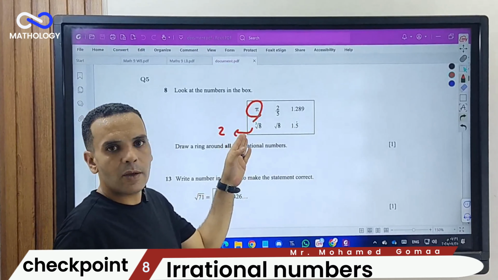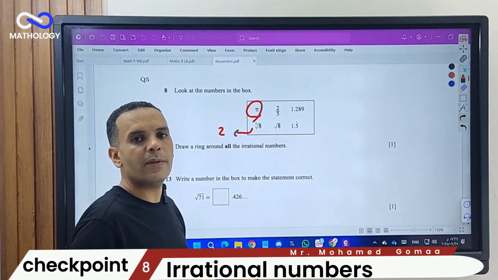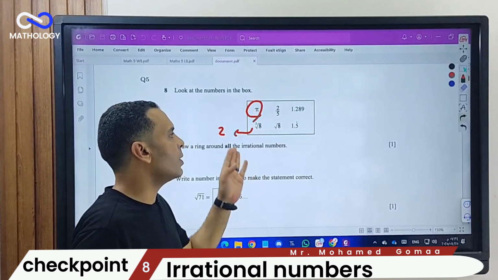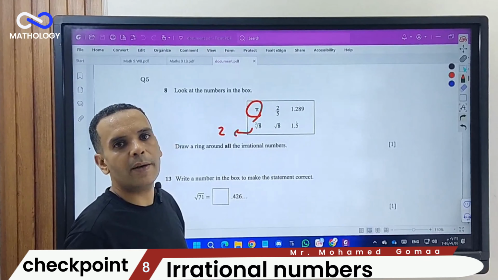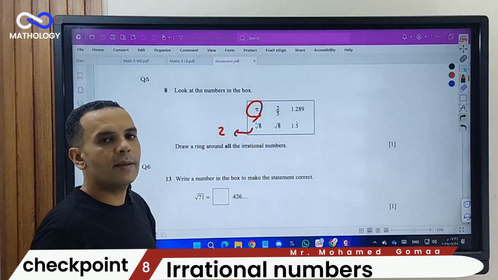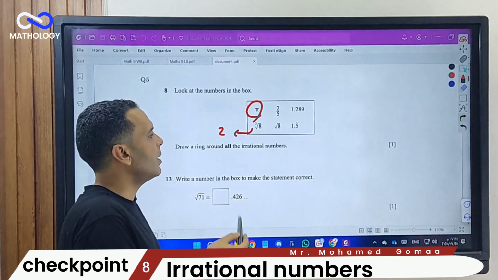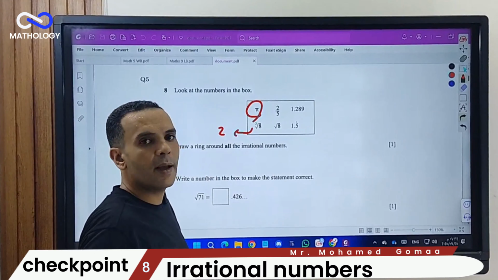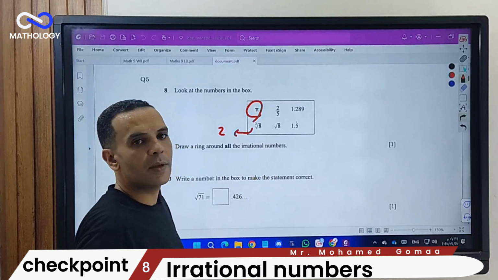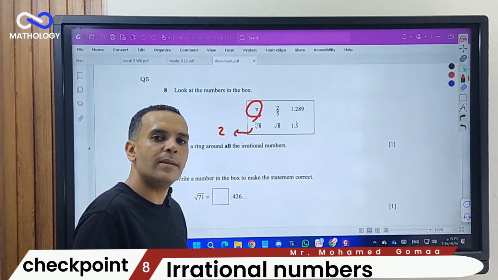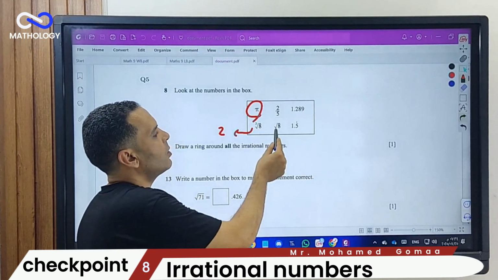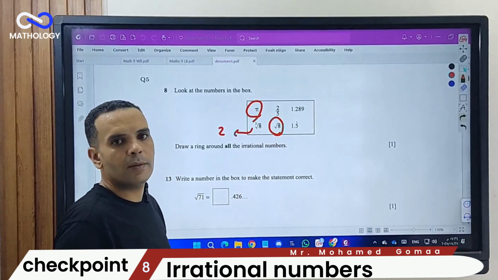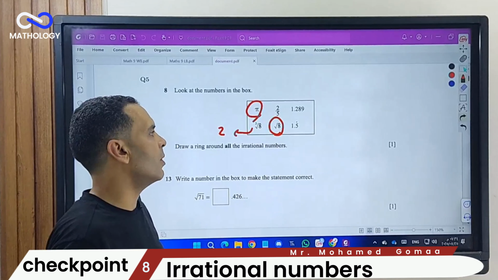If you find the answer of the square root or the cube root, it will be rational. If you don't find the answer, it will be an irrational number. This number is rational. It has an answer. This number, the square root of 8: 8 is a cube number, not a square number. The square root of 8 is irrational. You can't find the answer of the square root of 8.